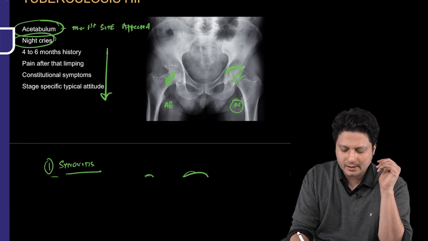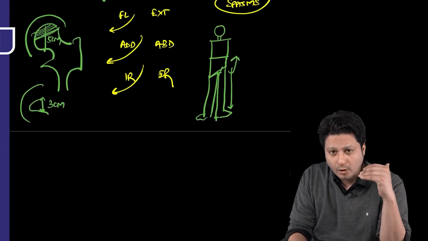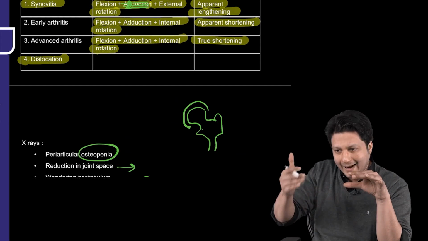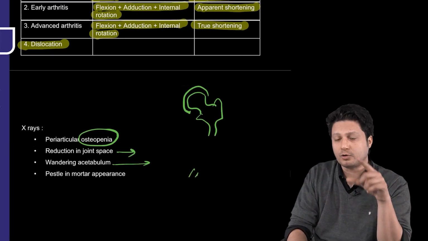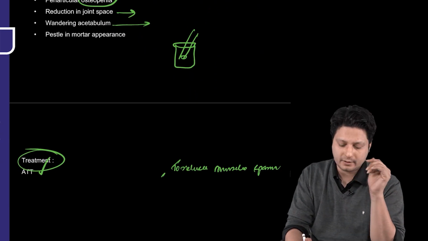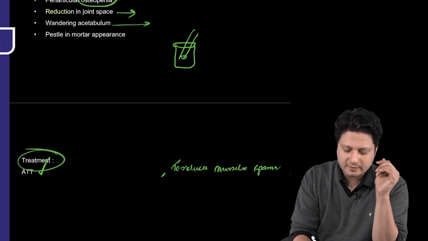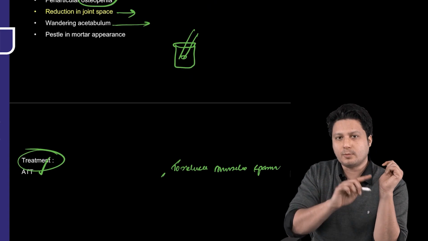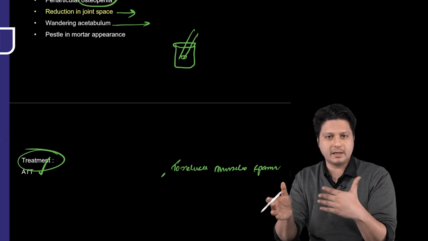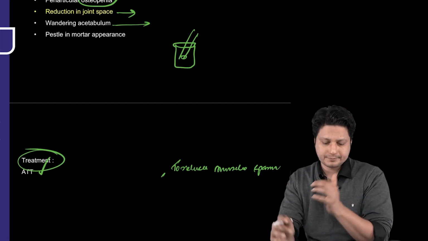Then we have talked about the clinical features. We have very importantly discussed all the stages of tuberculosis of the hip joint and their findings, on the basis of which your questions are going to be created. X-ray findings in particular we have talked about, and remember, reduction in the joint space is something which is earlier for tuberculosis of the hip joint, because it is something which we will be comparing it with.